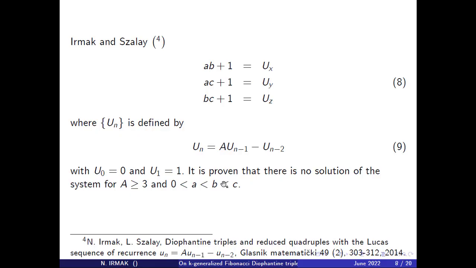Then we generalize this problem: we put on the right-hand side a second-order linear recurrence with the coefficients a and minus 1 and the initial conditions 0 and 1. We show that there is no solution of the system for a at least 3, where a less than b less than c are positive integers. If we put a is 6, we obtain the previous results.